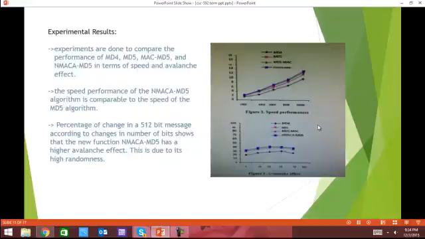Experimental results. A number of experiments are performed to compare the performance of various hashing functions like MD4, MD5, MAC MD5 and NMAC MD5 in terms of speed and avalanche effect. The high avalanche effect of NMAC MD5 is basically due to the high randomness it possesses.